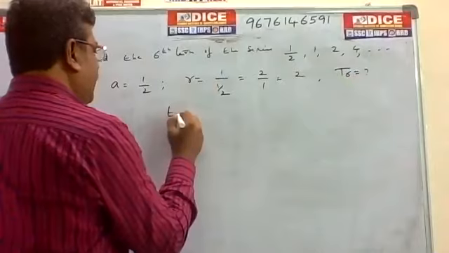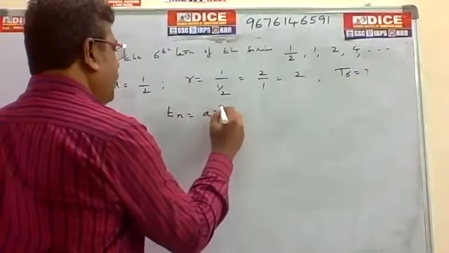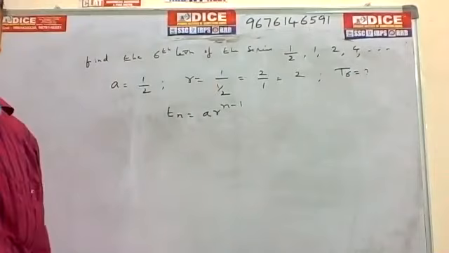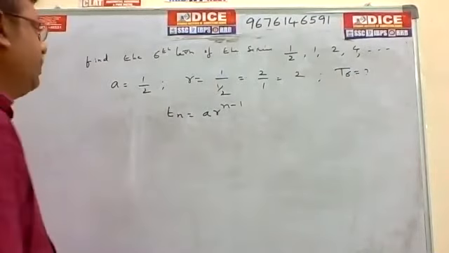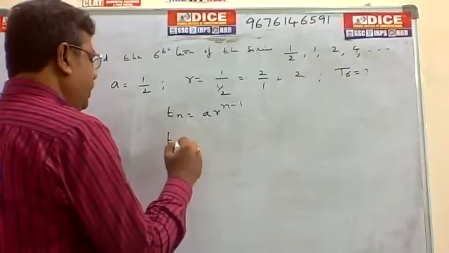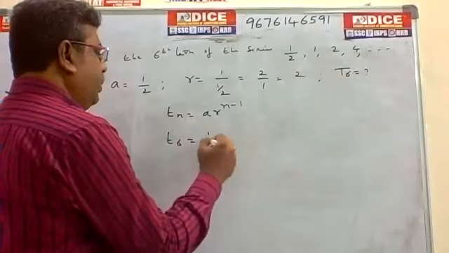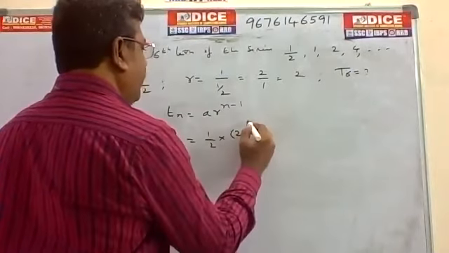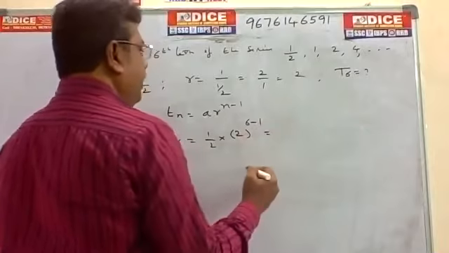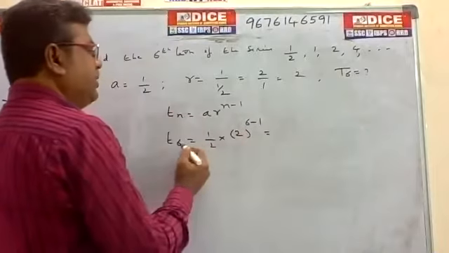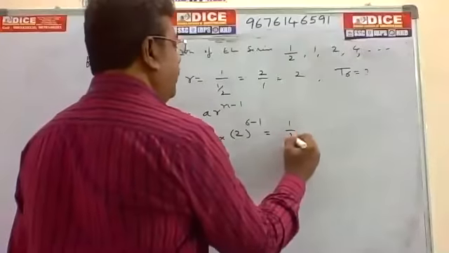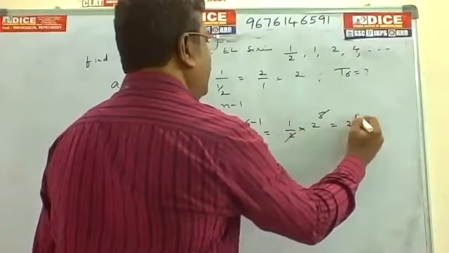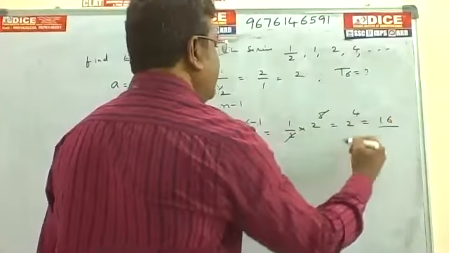So Tn is equal to A into R to the power of n minus 1. So T6 is equal to A is 1 by 2 into R, R means 2, 2 to the power of 6 minus 1, because n value is 6. So 1 by 2 into 2 to the power of 5. 1, 2 cancel, so the value is 2 to the power of 4. 2 to the power of 4 means 16.